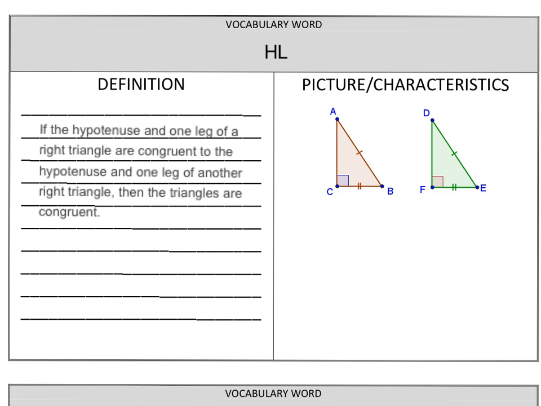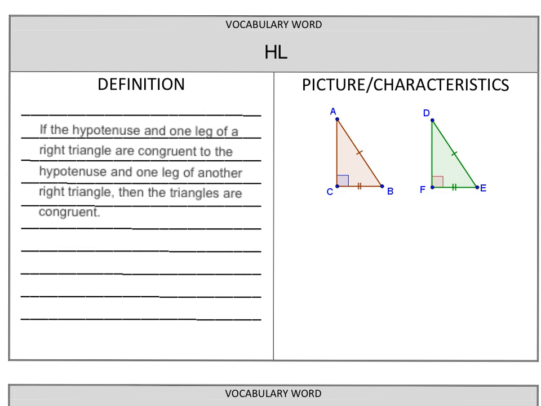So the next vocab word is HL. HL stands for hypotenuse-leg. This theorem basically says if you have a hypotenuse and a leg of one triangle congruent to the hypotenuse and the leg of another right triangle, then those triangles are congruent. Here is the important part.